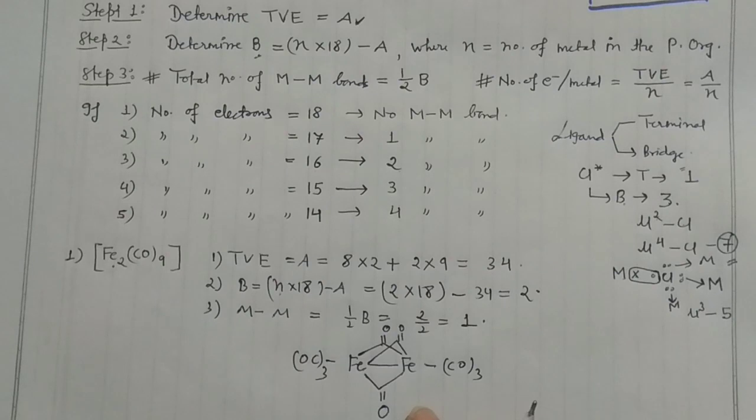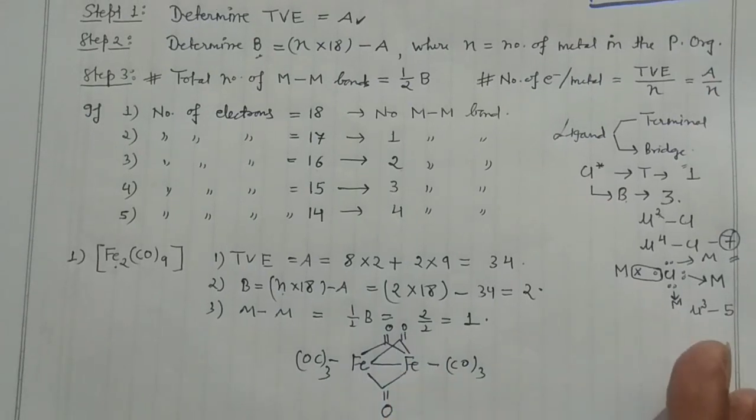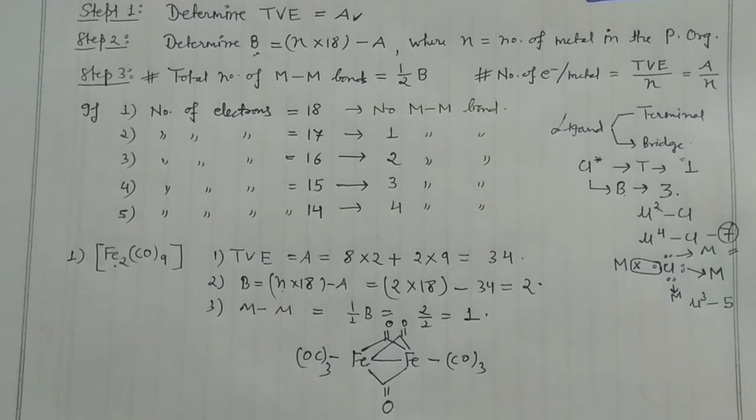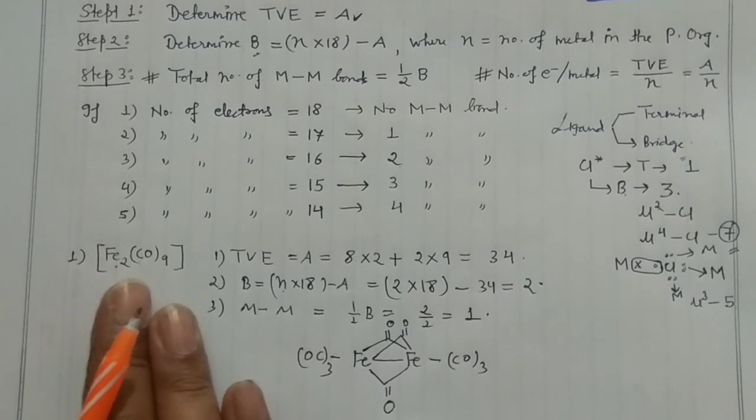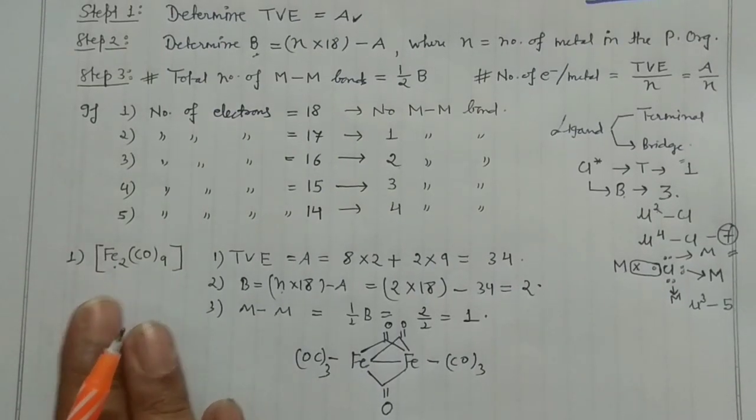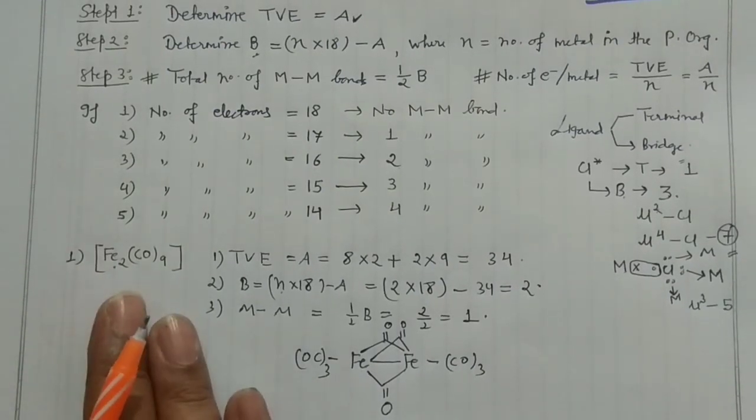Now the important thing is that you will ask how we decide whether these bridging carbonyls are present or not. See guys, for this you have to remember the structure, and there is one trick also. Whenever you have two metals, or any two metals which belong to the 3d series, then you will always have bridging ligands. How many bridging ligands would be there? It cannot be decided by observing this structure only. For this you need the complete structure.